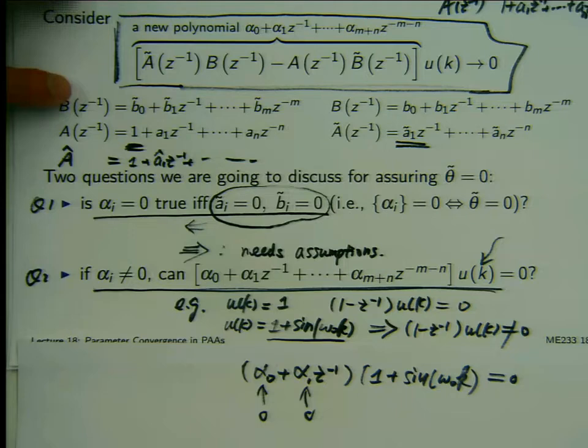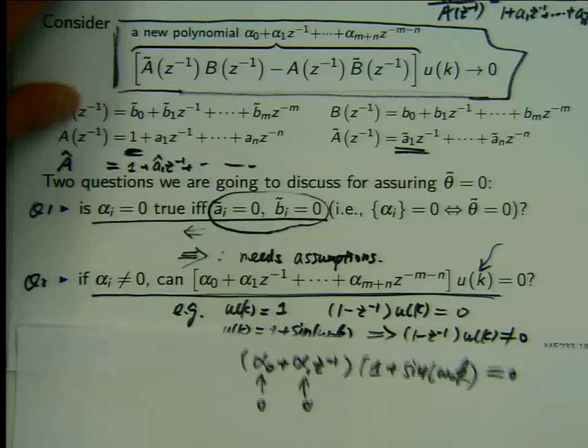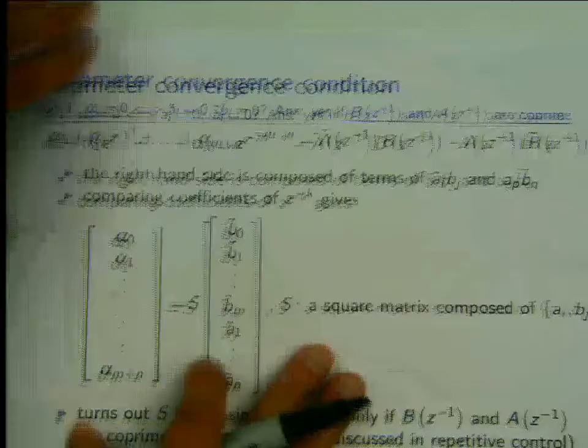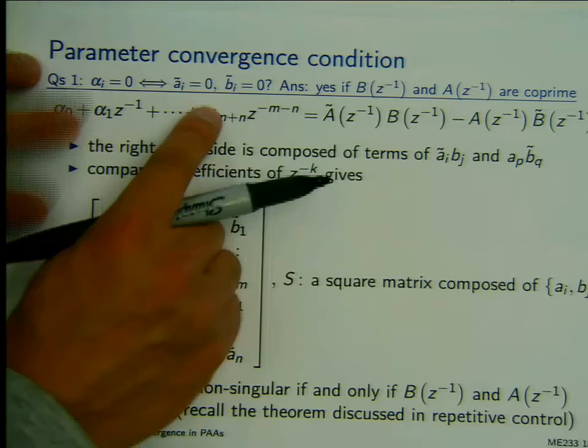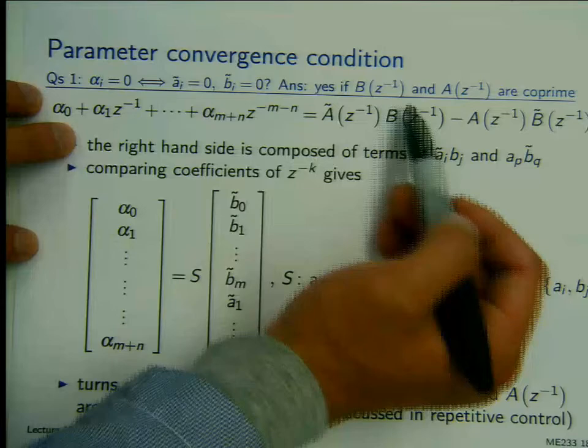Okay. So if we don't have questions, let me go to this part. Let's first analyze the relationship between alpha I and A tilde, P tilde. Okay? So the quick question is, yes, we can have guaranteed if and only if condition, if B tilde, A, B, Z and A, Z are co-prime. Okay? So it's a good result.